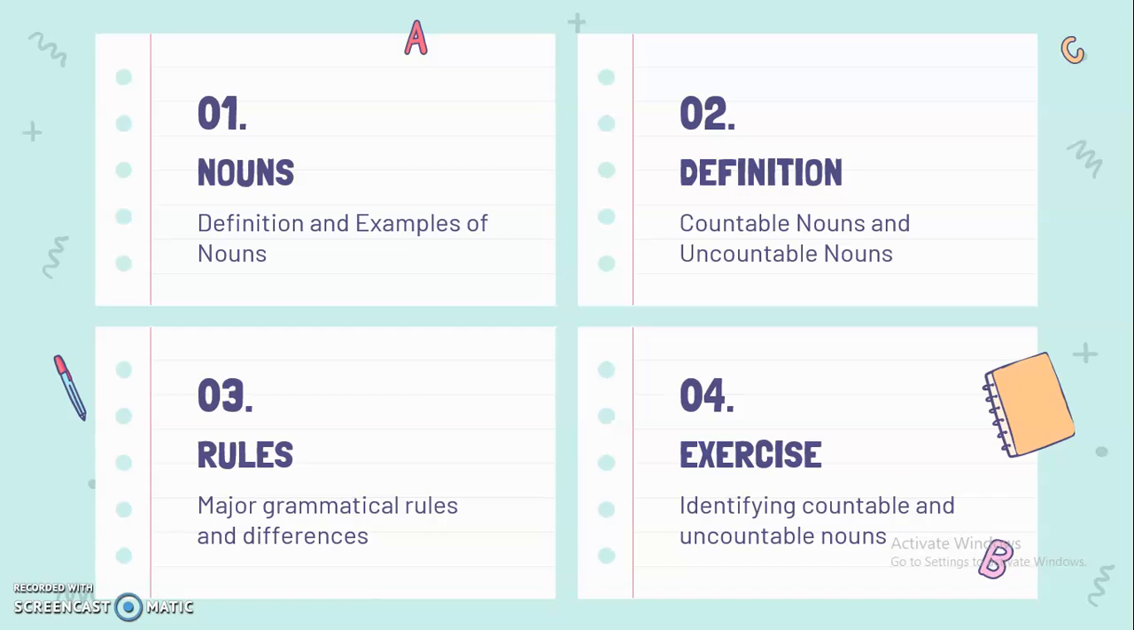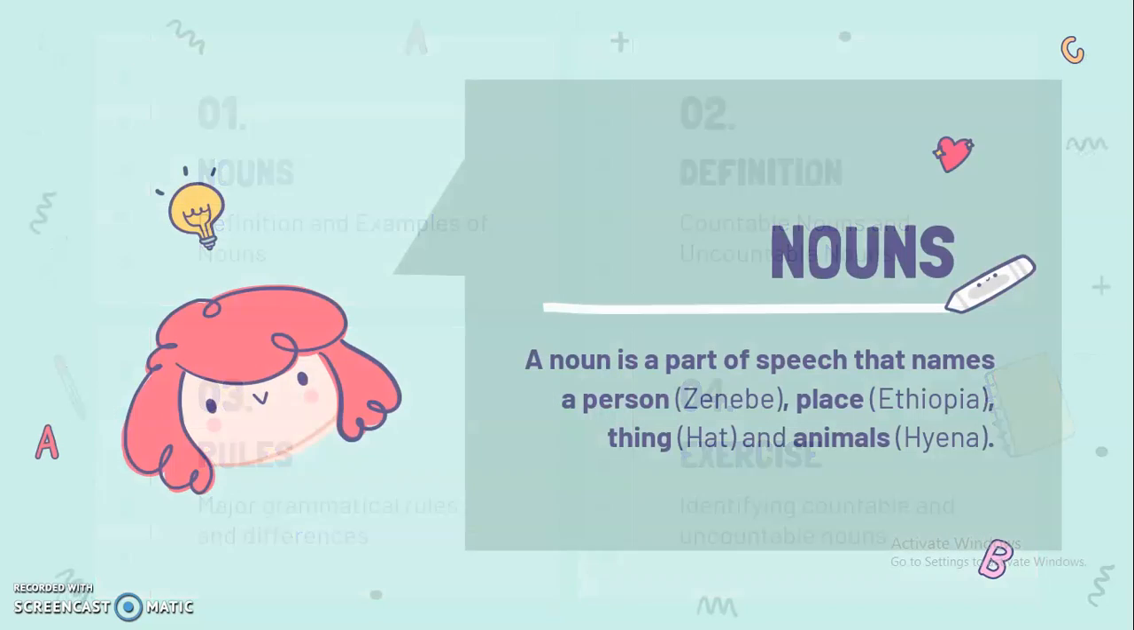In the first part, I'm going to give you the definition and examples of nouns. Secondly, I'm going to define what countable nouns and uncountable nouns are. And thirdly, I'm going to tell you about the major grammatical rules to use countable and uncountable nouns and their real differences. And lastly, I'm going to give you an exercise to help you practice how to identify countable and uncountable nouns in a sentence. So let's begin, guys.